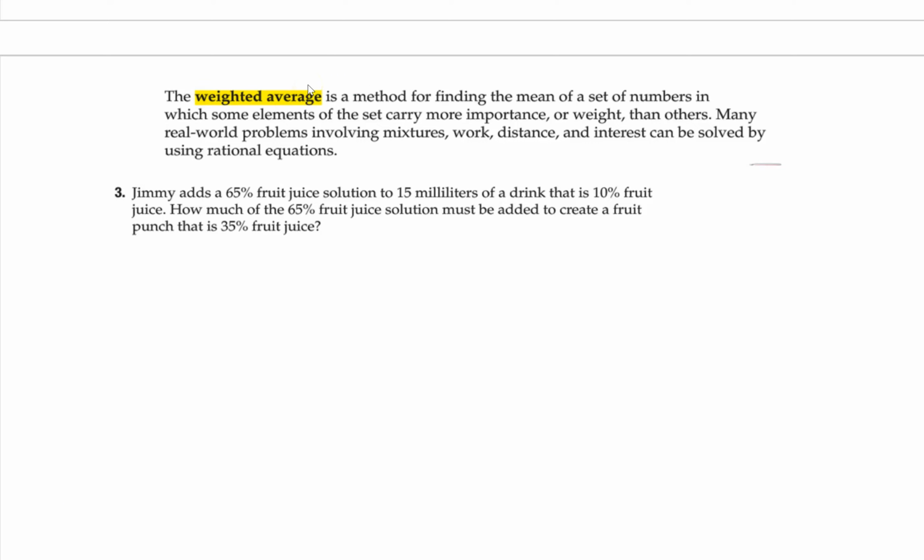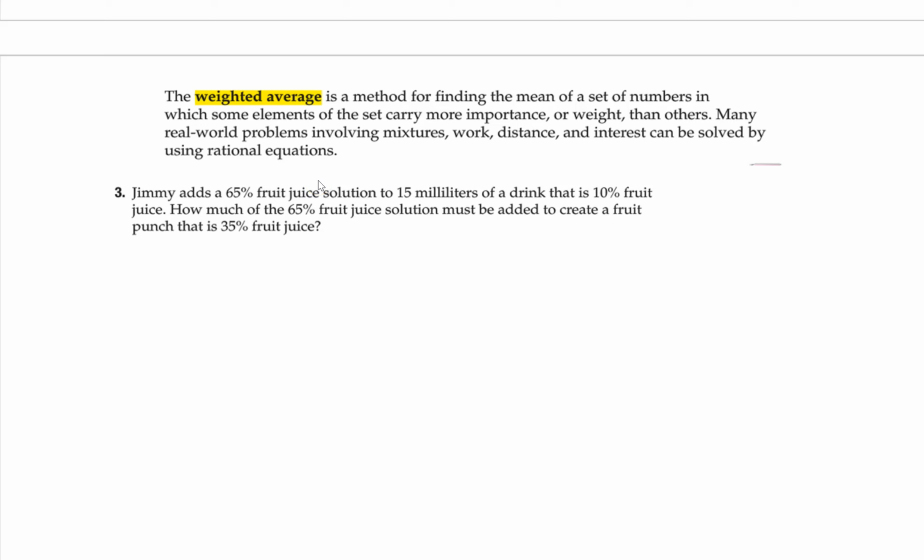So we're going to focus on two types of application problems. One being a mixture problem, that's what we're going to do right here, and then one being a work rate problem. So first up with the mixture problem. The best way to do this is by example. Jimmy adds 60% fruit juice to a solution of 15 milliliters of a drink that is 10% fruit juice. How much of a 65% fruit juice solution must be added to create a punch that's 35% fruit juice?